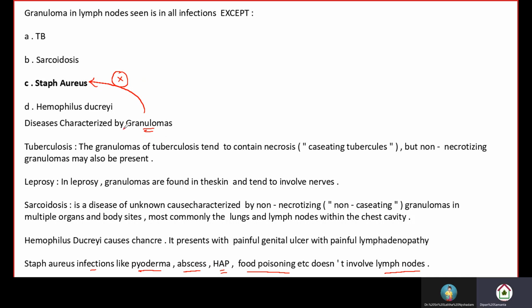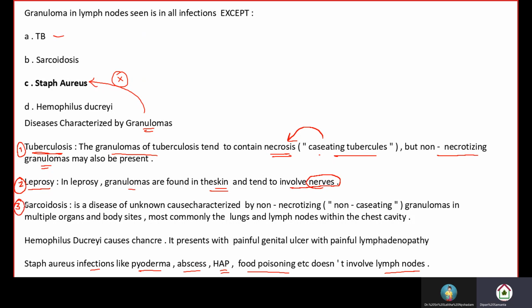But granulomas are present in tuberculosis, which you have heard about. Granulomas of tuberculosis tend to contain necrosis, that is, caseating necrosis occurs, right? Caseating tubercles, but non-necrotizing granulomas are also present. Number one, tuberculosis. Next is leprosy, number two. Granulomas are found in the skin and tend to involve nerves.